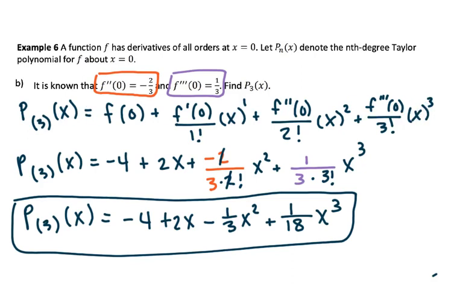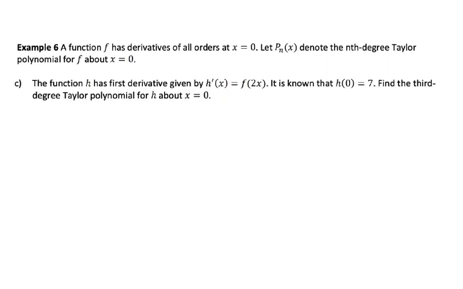All right, part C, the function h has first derivative given by h prime of x equals f of 2x. It's known that h of 0 equals 7. Find the third degree Taylor polynomial for h about the same center. So we need to make sure that's the case.